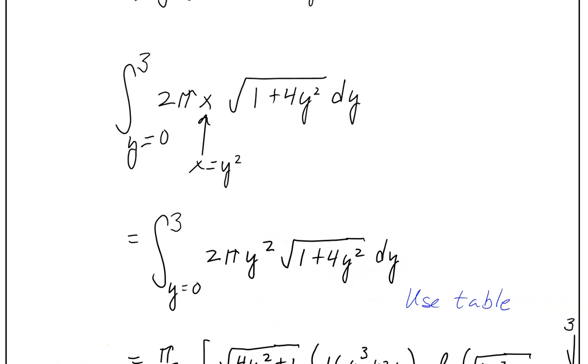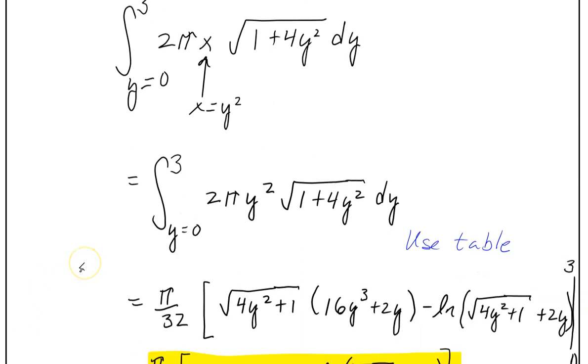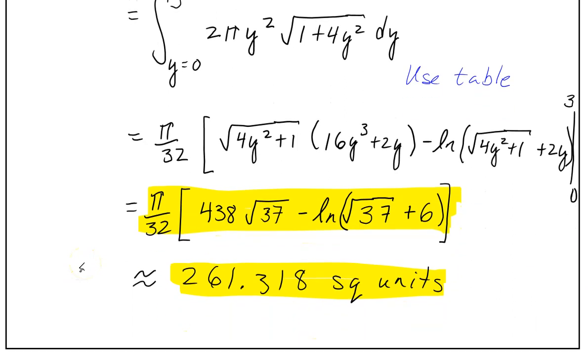This is a very difficult integral to evaluate by hand, so you can use a table or an online integral calculator to find the value of it. Here's the value that you see down here. Then we plug in the limits of integration from 0 to 3 to get this exact value here, which is approximately 261.318 square units of paint to paint that funnel shape that you see that looks like a coin catcher in a shopping mall.